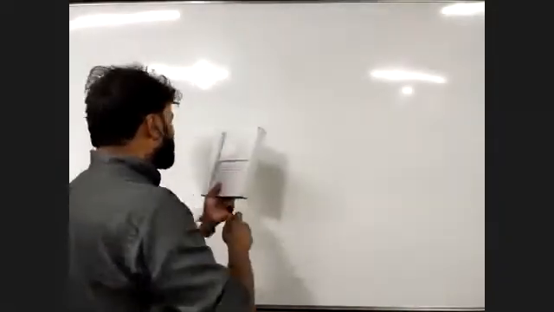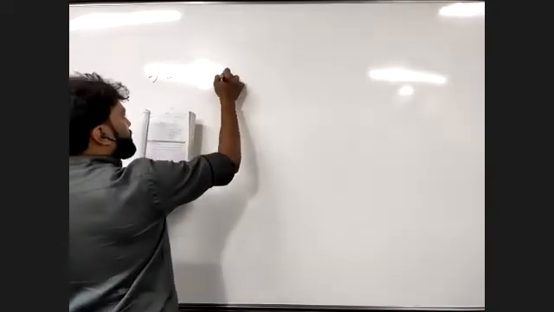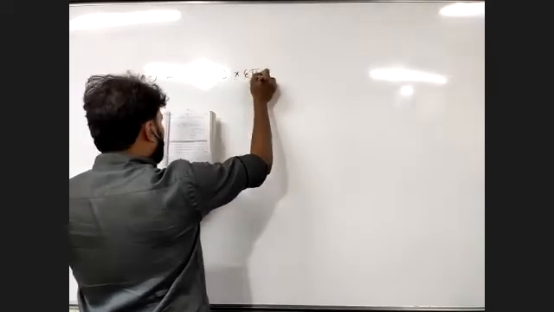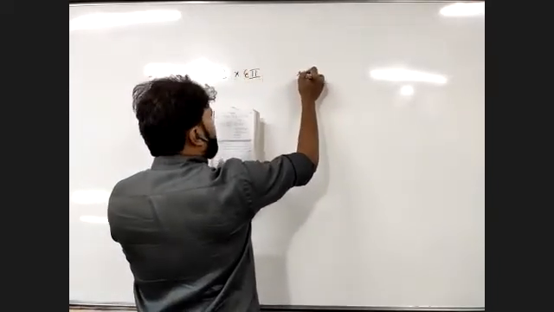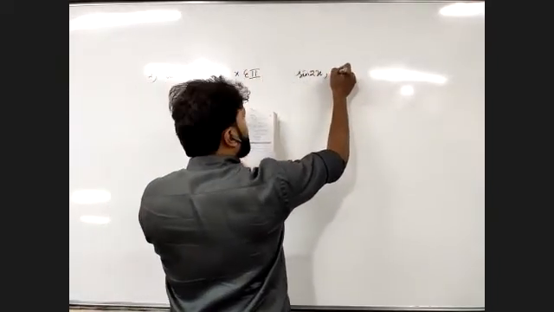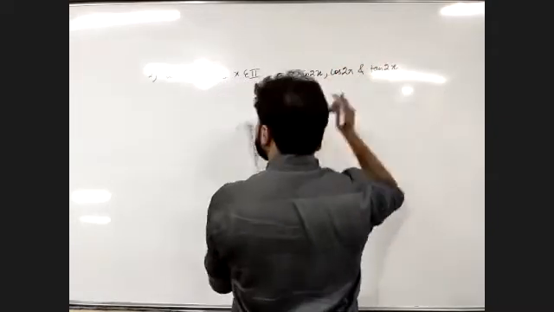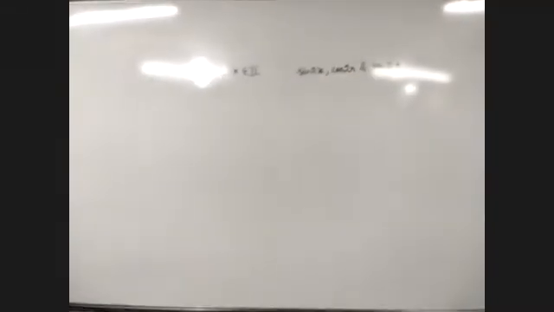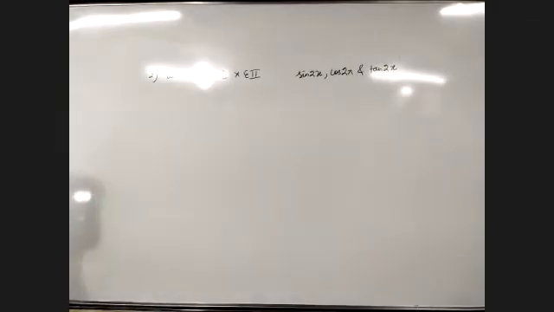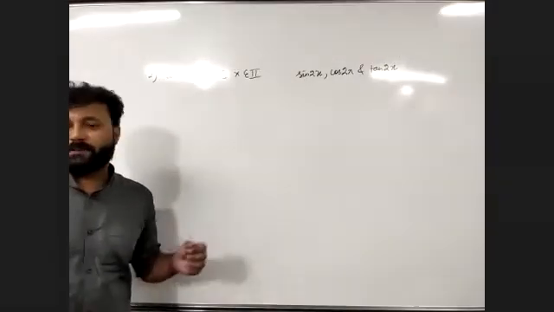This second question is, if cos x is equal to minus 3 upon 5 and x lies in the second quadrant, find the values of sine 2x, cos 2x, and tan 2x. Cos x is equal to minus 3 upon 5, and x lies in the second quadrant.